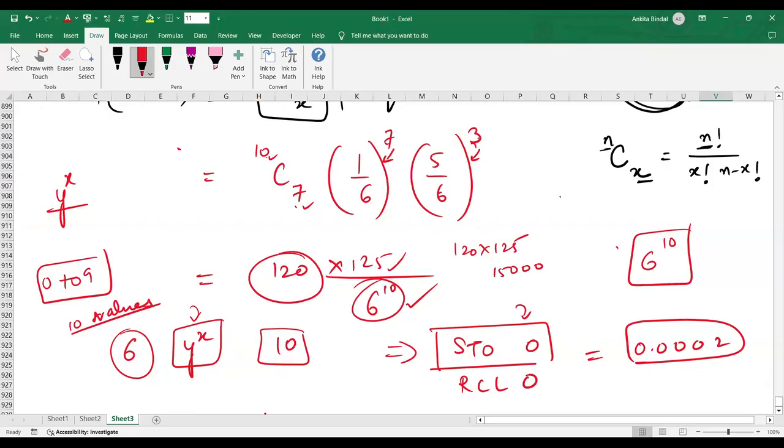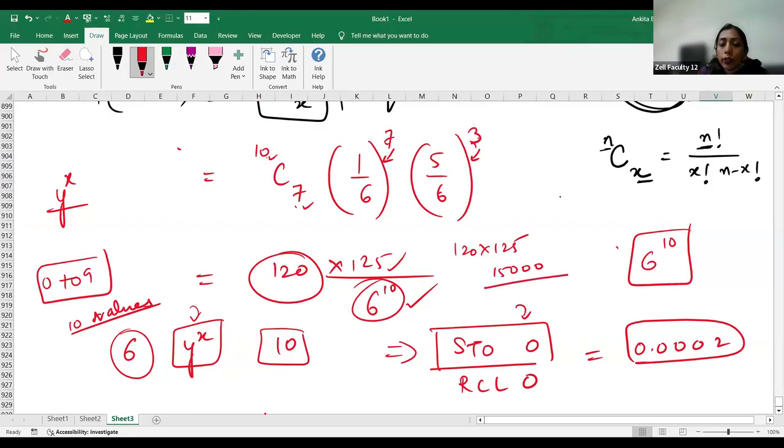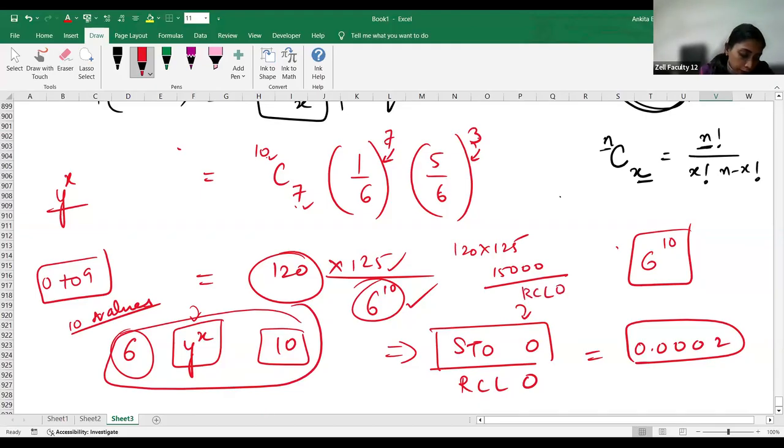Yes, ma'am. So 15,000, now I have to divide it by the big number I got from 6 to the power 10. So I do 15,000 and then divided by recall 0. Now what are you getting? Ma'am, I got 0.000248. Yeah.